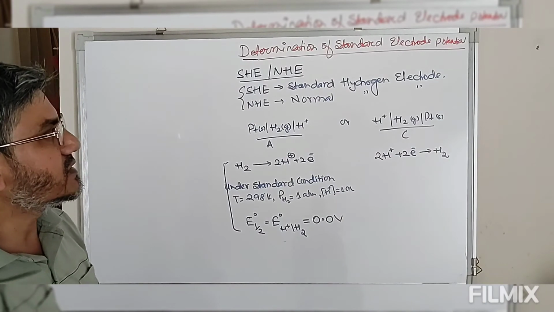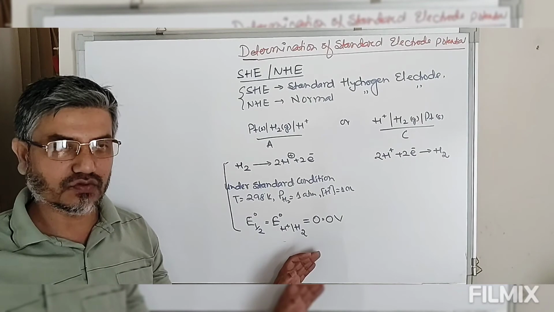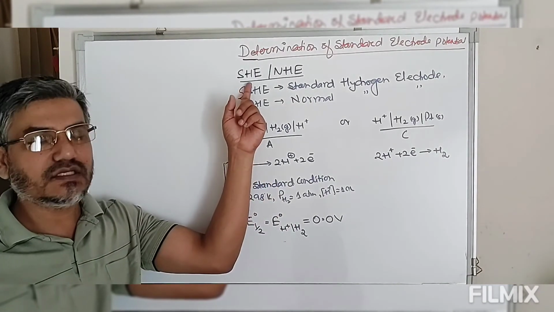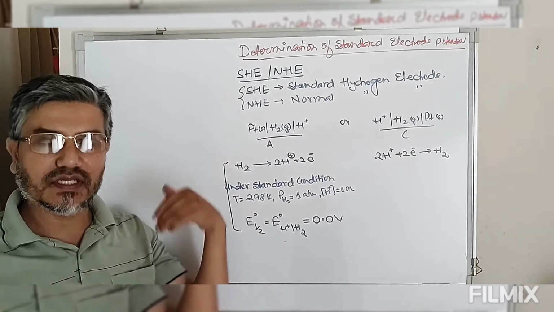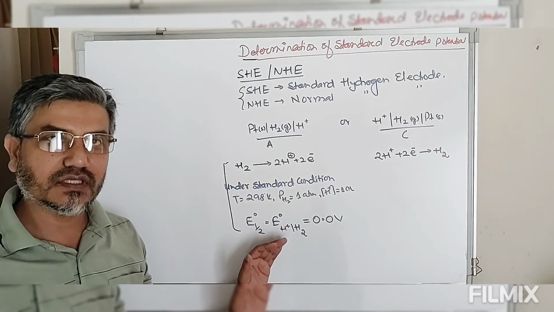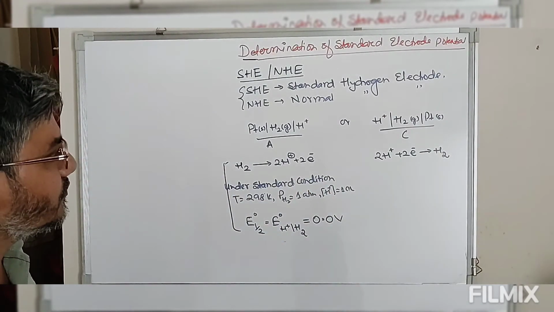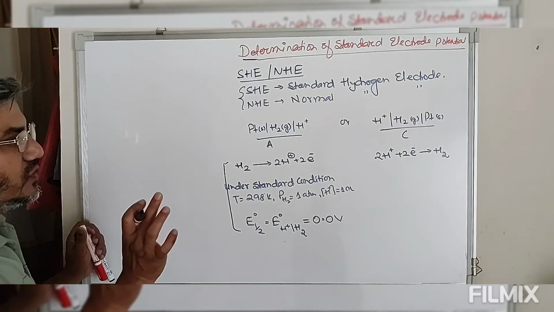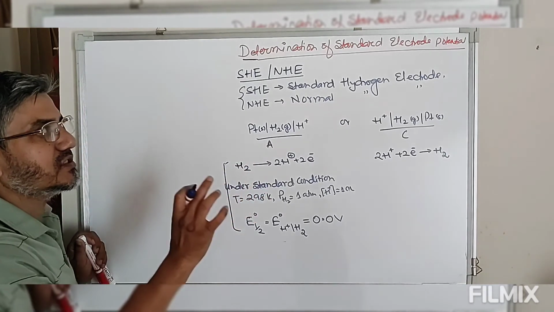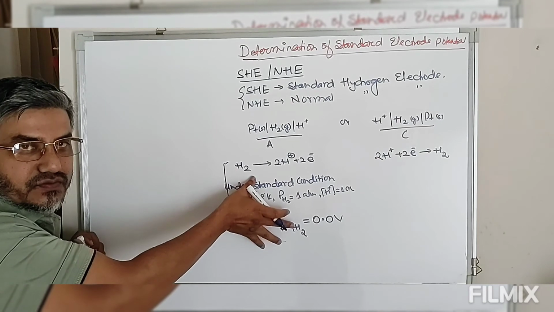Since the standard electrode potential of hydrogen electrode is always assigned a value of 0, if we couple this standard or normal hydrogen electrode with any unknown electrode, the potential difference developed will be the potential of the unknown electrode. So now let's see how. I hope you got this point. To define the standard reduction potential of any unknown electrode, it has to be coupled with the standard hydrogen electrode.